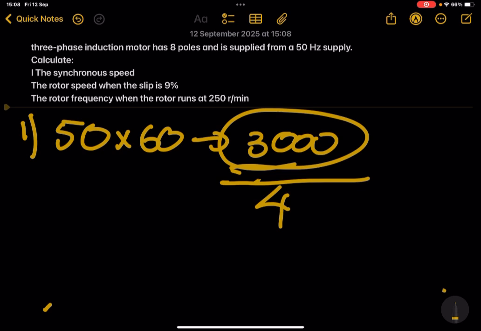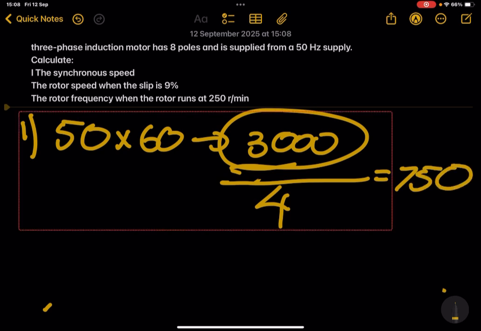Now, why do we divide by 4? Because there is no such thing as a single pole. Poles are in pole pairs. So if they tell you there's 8 poles, there's 4 pole pairs. All right. 3000 divided by 4 is 750. So 750 RPM is synchronous speed. All right. This is the speed that the stator is rotating at.